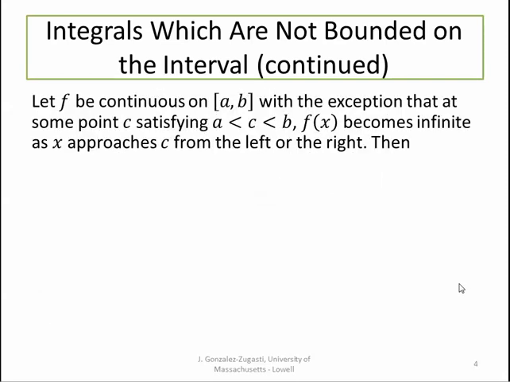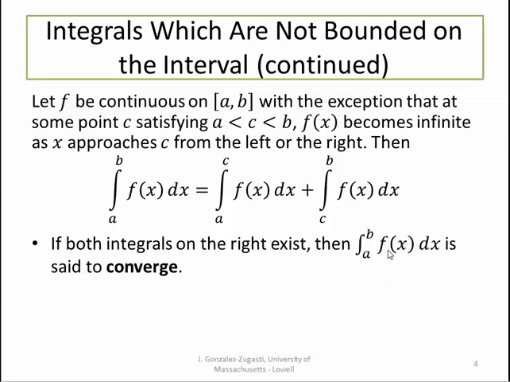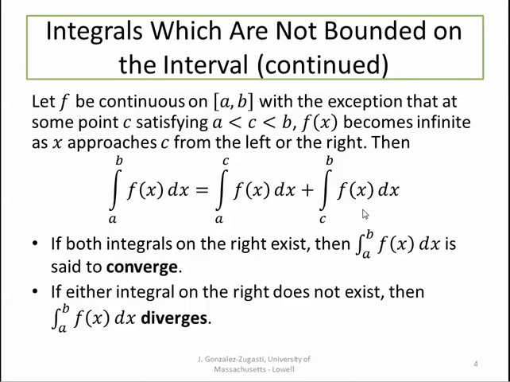Now, if f is continuous on [a, b] except at some point c in the interior, then we define the integral from a to b of f(x) to be equal to the integral from a to c of f(x) plus the integral from c to b of f(x). If both of the integrals on the right exist, then we say the integral on the left converges. If either of these integrals on the right does not exist, then we say the integral on the left diverges.